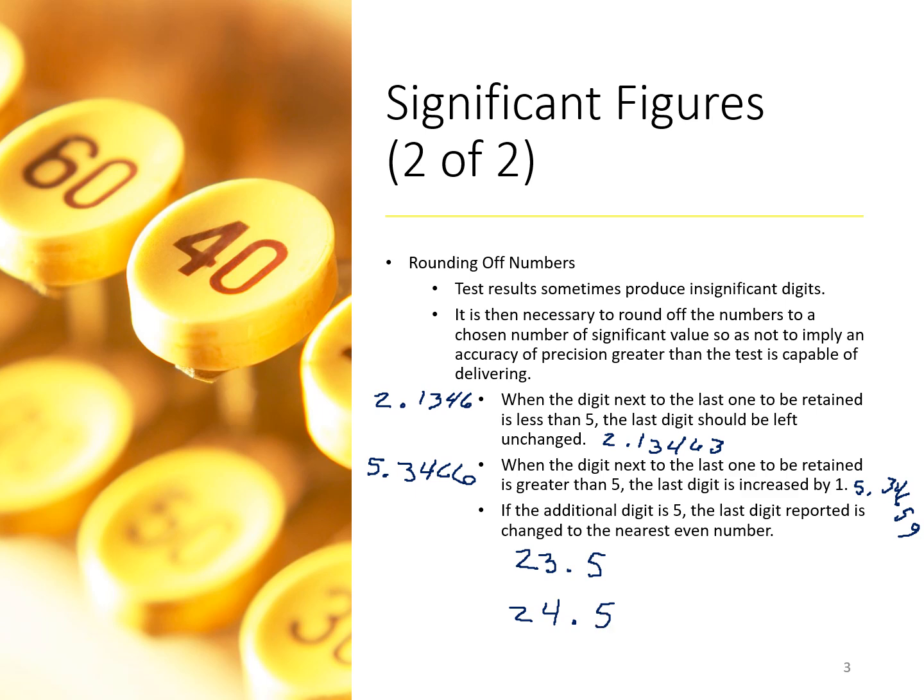So with the 23.5, our last digit is a 5. Because it's a 5, the last digit reported is changed to the nearest even number. When we talk about even numbers, we talk about 2, 4, 6, 8, or 0.